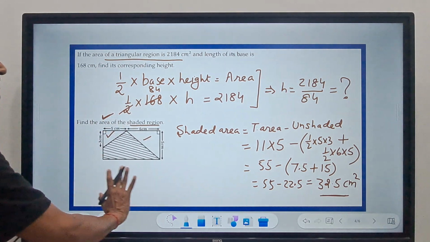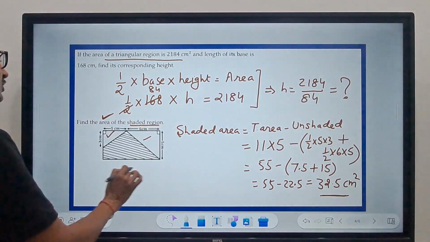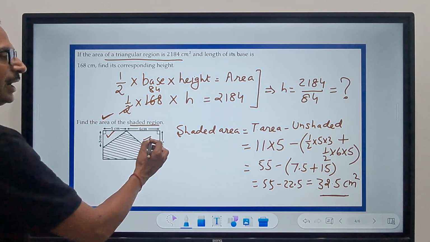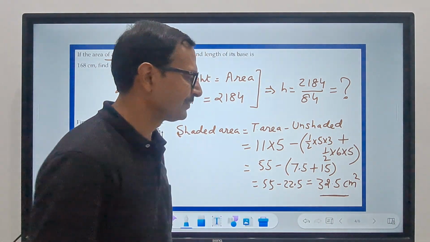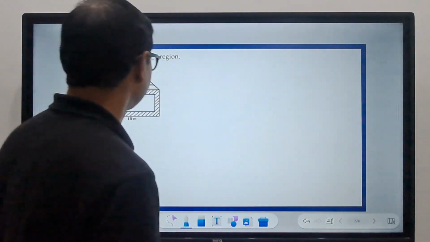So what is the take home message? The take home message is find the total area and subtract the unshaded areas to get the shaded area. Let's have one more question here.